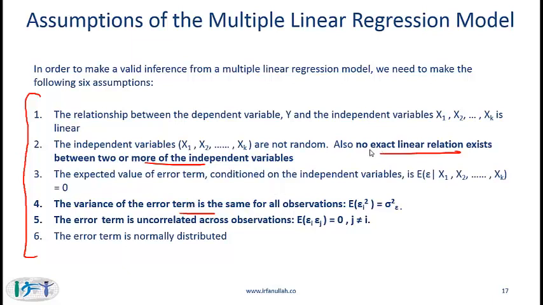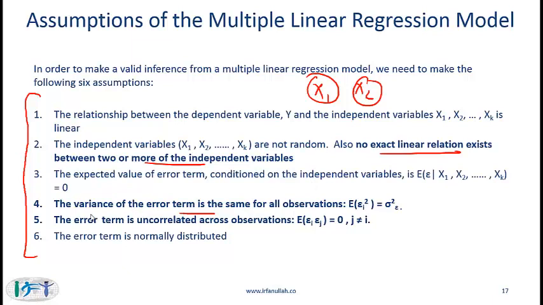So one assumption is that there is no exact linear relation between two or more independent variables. Now, if this doesn't happen, then that's a violation. In other words, if there is a linear relationship between x1 and x2, two independent variables, then what is that problem called? That problem is called multicollinearity. Okay? And we'll see this on the next slide, but since this is a review, you are expected to know this.